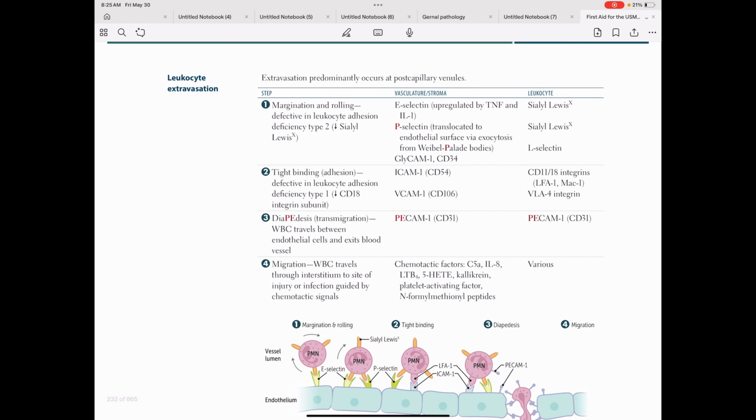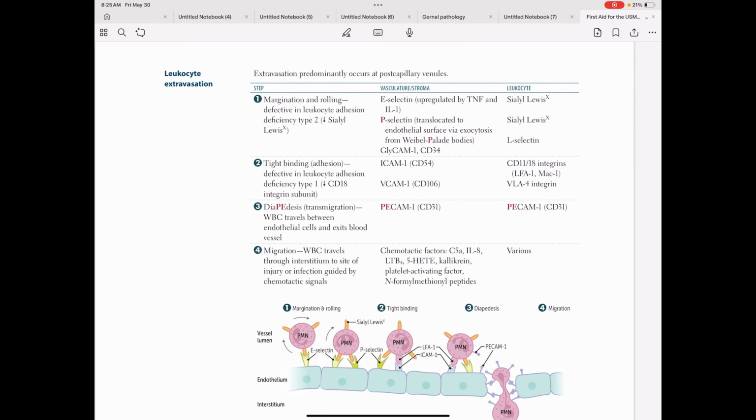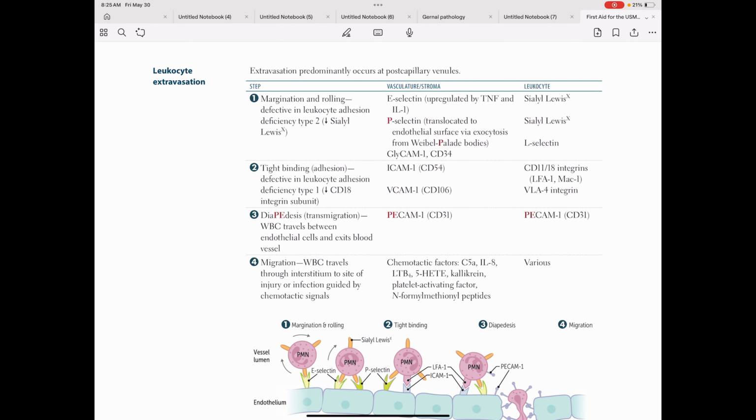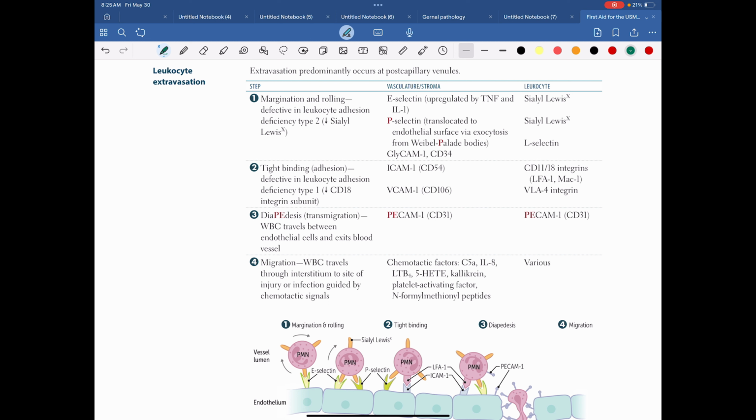The leukocyte extravasation. So these are the important points from which you will get the question in your exam. First of all, you guys have to remember, let me explain firstly with the help of my own approach, because that I use for my exam when I am preparing for Step 1. In the leukocyte extravasation, the first step is margination.